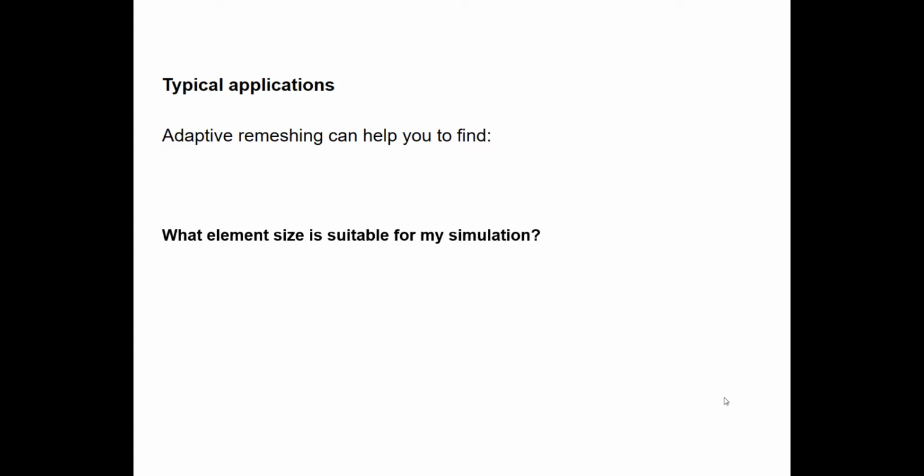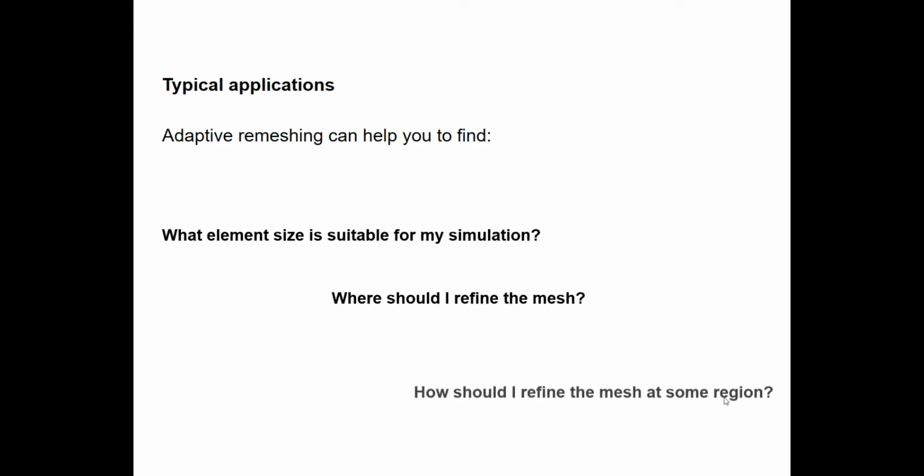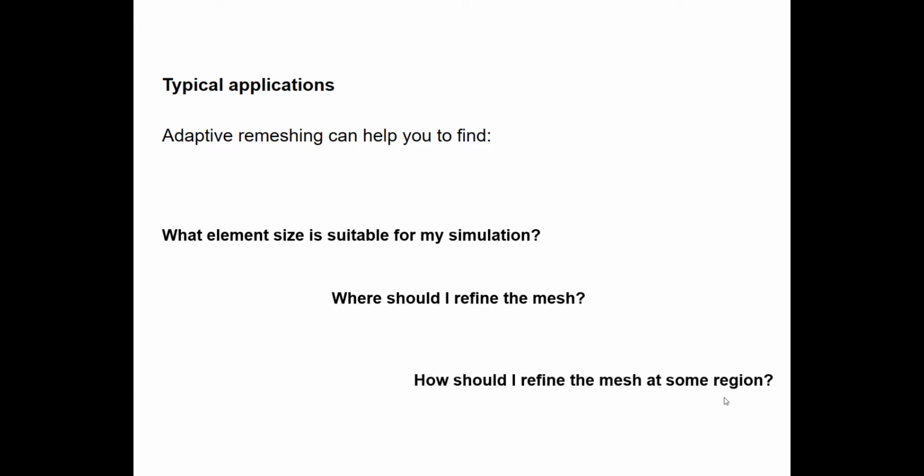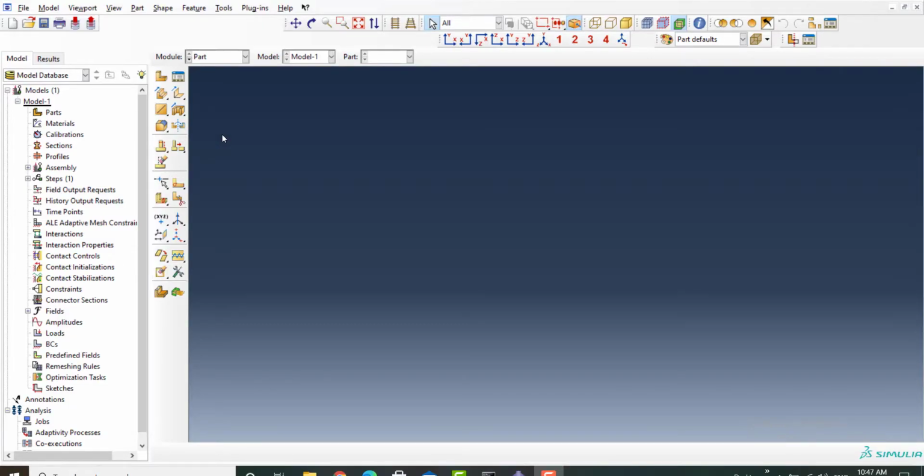Where should we refine the mesh? It helps us find the places that need refined mesh and how to create a mesh with variable size. A complicated mesh size distribution is needed for some problems, and this technique automatically creates this mesh based on the stress concentration and stress variation results. In continue, I will explain how to use the adaptivity technique in the Abaqus environment.